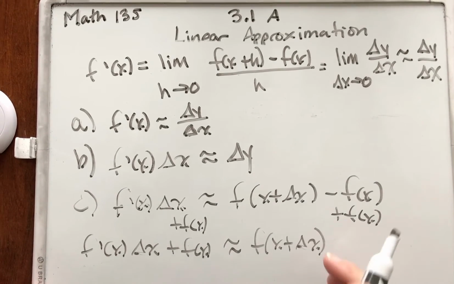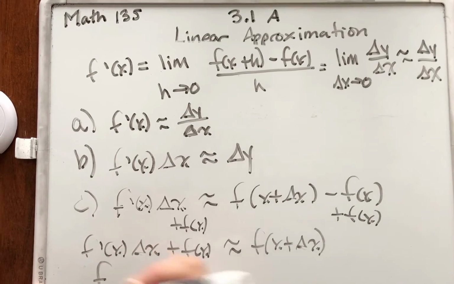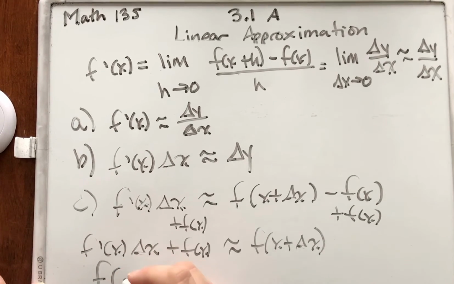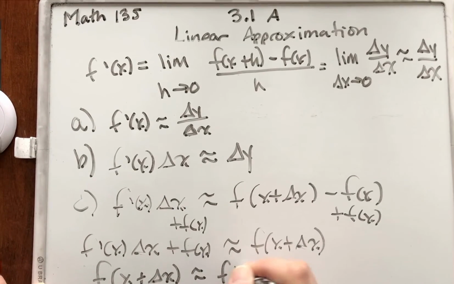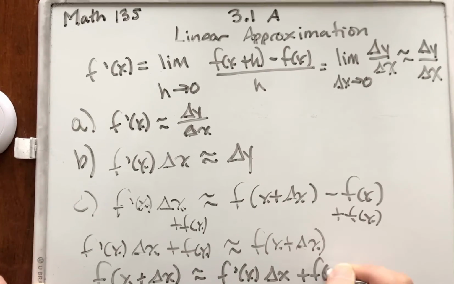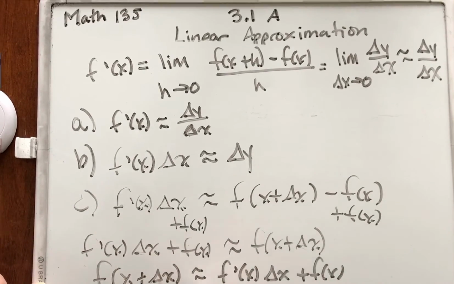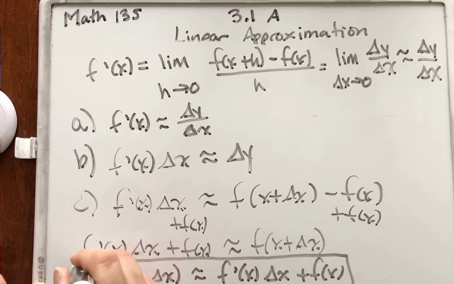So, just to reverse these to make it more clear, because we're going to utilize this, because this is a linear approximation. This is the formula we're going to use. F of x plus delta x is approximately f prime of x times delta x plus f of x. All right, so we did all this work to show you where this comes from. Now we're going to apply it in 3.1b.